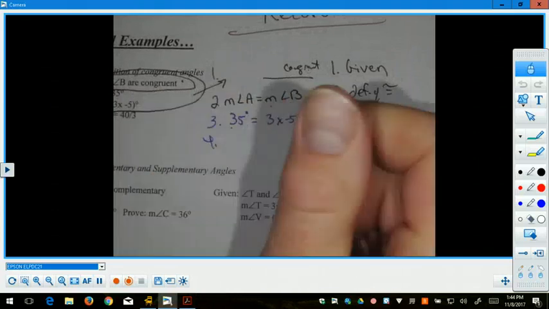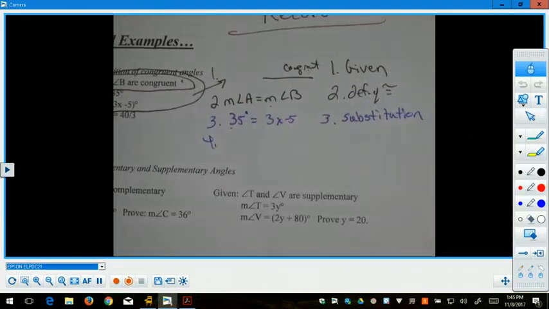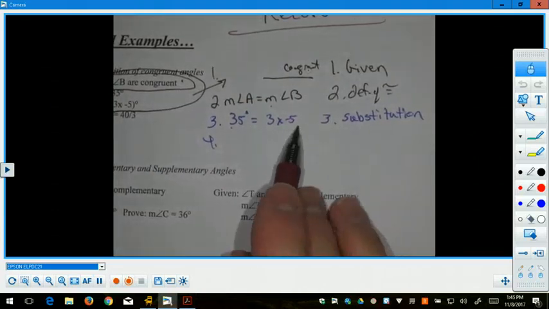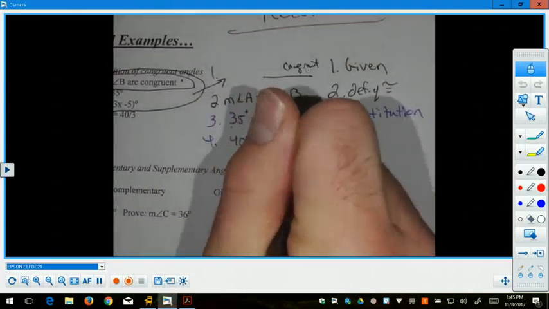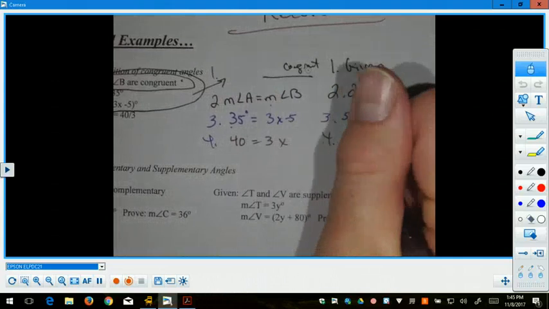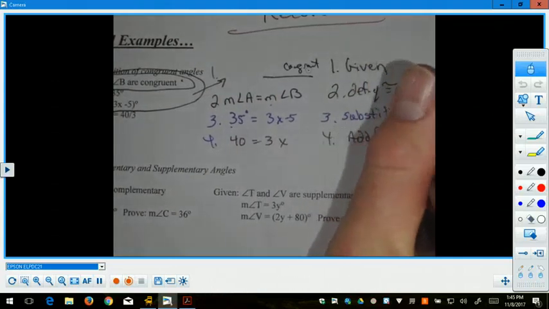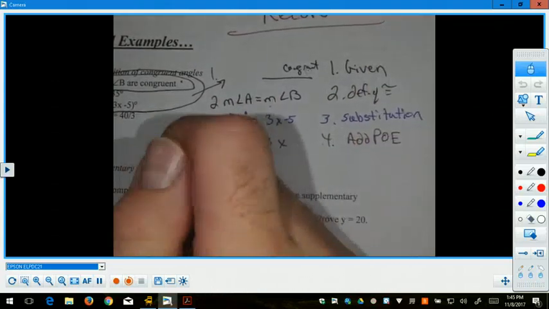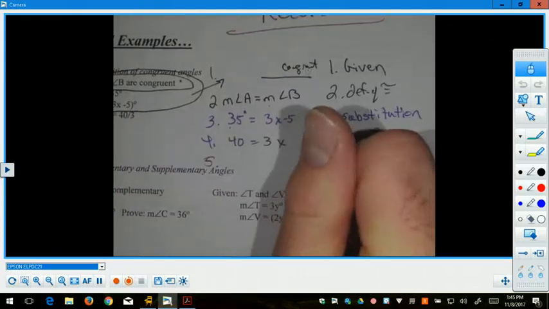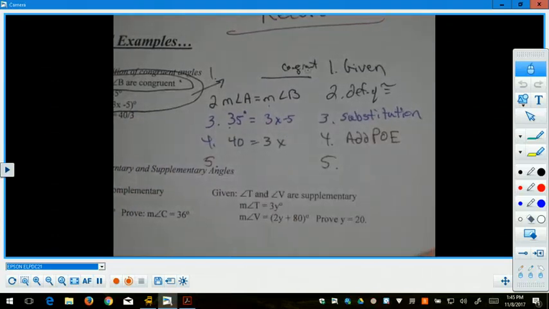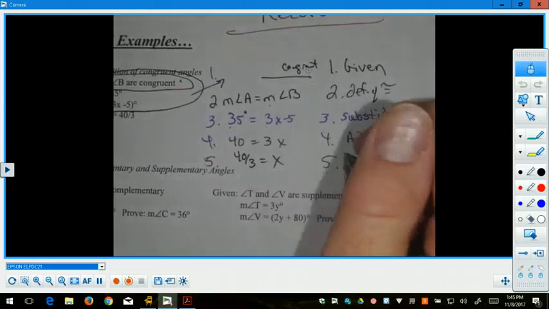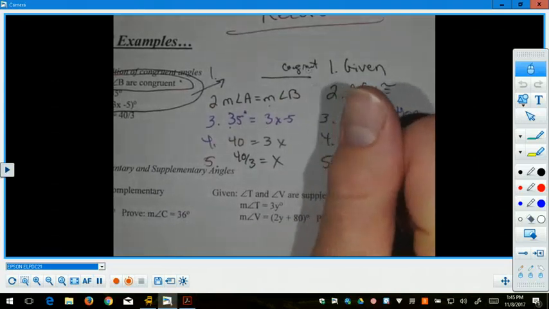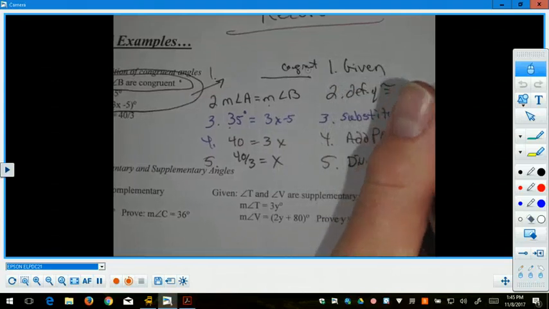And then line 4, I'm going to solve the equation. How do I solve the equation? I start by adding 5 to both sides. So by adding 5 to both sides, this becomes 40 equals 3x. So this is the addition property of equality. And then I'm going to divide by 3, giving me 40 thirds equals x. And that is the division property of equality.